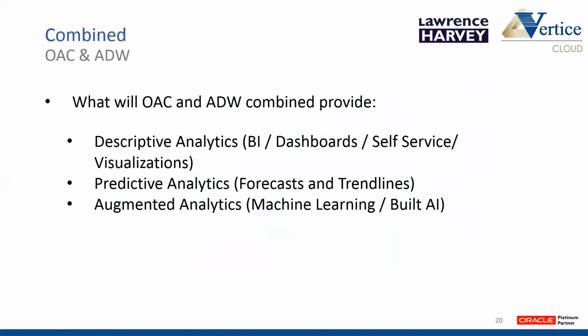So OAC and ADW combined, what will that provide? It will provide the three types of analytics. That is descriptive analytics, which is made up of BI disseminated dashboards, simple self-service visualizations, role-based access control, pixel-perfect reports, and Smart View for Essbase. You also get predictive analytics, which is your trend lines and forecasts, your data flows, storytelling using insights, and what-if analysis using Essbase. And your augmented analytics, which includes machine learning, built-in AI, natural language querying and narrating, adaptive and personalized analytics, your one-click explain, and data enrichment, which I've shown in the demo.